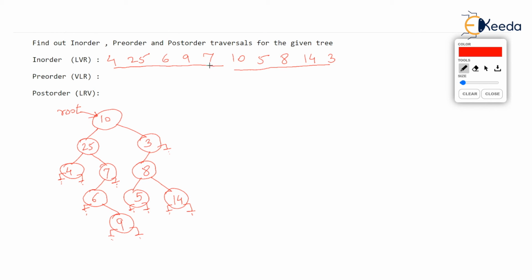All right. So what is pre order for this? Just check. Pre order will be 10, 25, 4, 7, 6, 9, then 3, 8, 5, and 14. And post order traversal will be 4, then 9, 6, 7, 25, 5, 14, 8, 3, 10. You can just check on your own, using the explanation I gave previously, that you are getting these outputs.